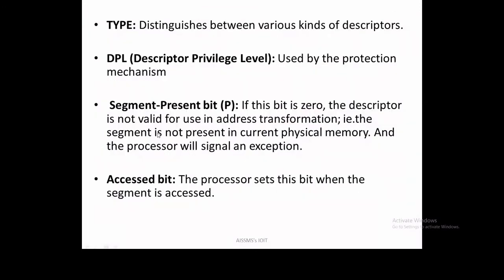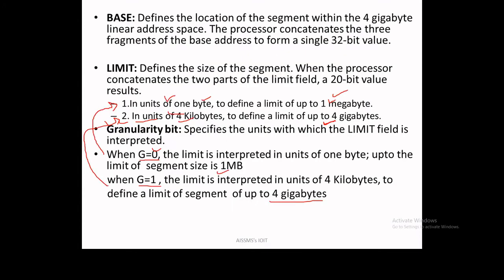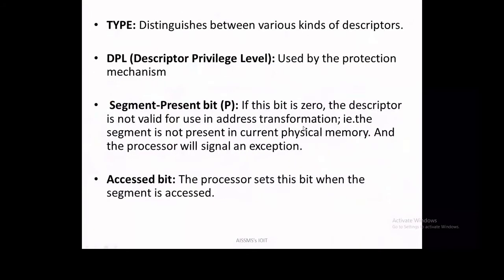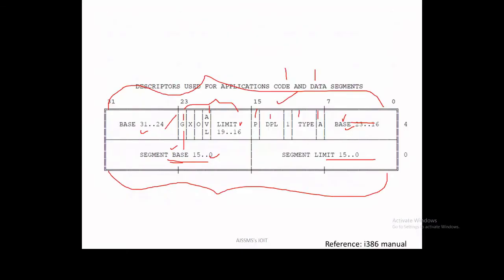Then there is a third field, that is type. In the figure, see, this is again a 2-bit field, the type field. This type field distinguishes between the various kinds of descriptors. There are descriptors like local descriptors and global descriptors. So it differentiates between the local and global descriptor types, or it may be a data segment descriptor, code segment descriptor, likewise.